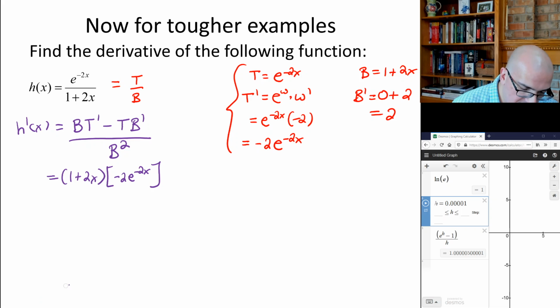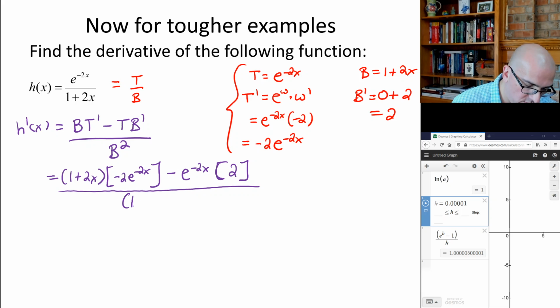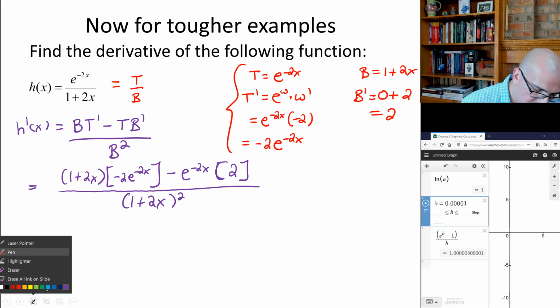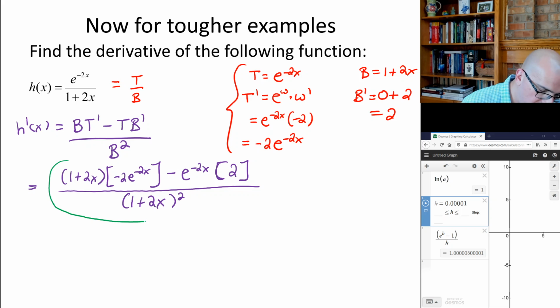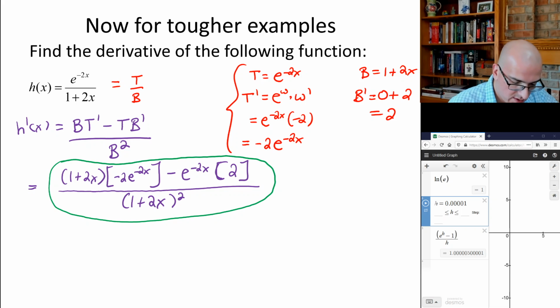And then I have minus t b prime, minus e to the negative 2x times 2, all divided by the bottom squared, 1 plus 2x, all squared. And I'm going to circle that as a really good final answer, because that's how I'm going to want you to leave it. I don't want you to always simplify it. Leave it alone.